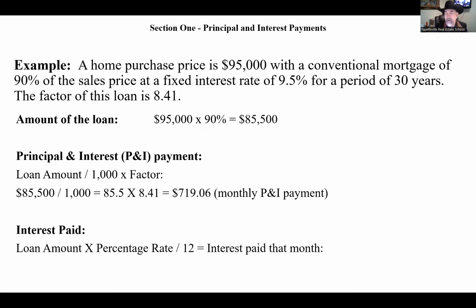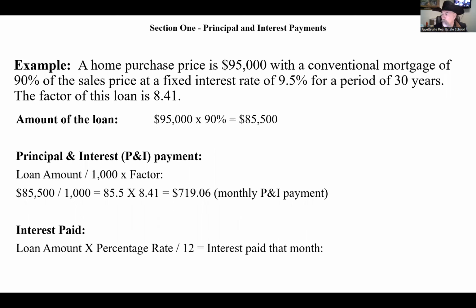Now we need to figure out, of that $719.06, how much is going toward the principal and how much is going toward the interest. It will change with each monthly payment because you will have a new loan balance, and you're only going to pay interest on the new loan balance.